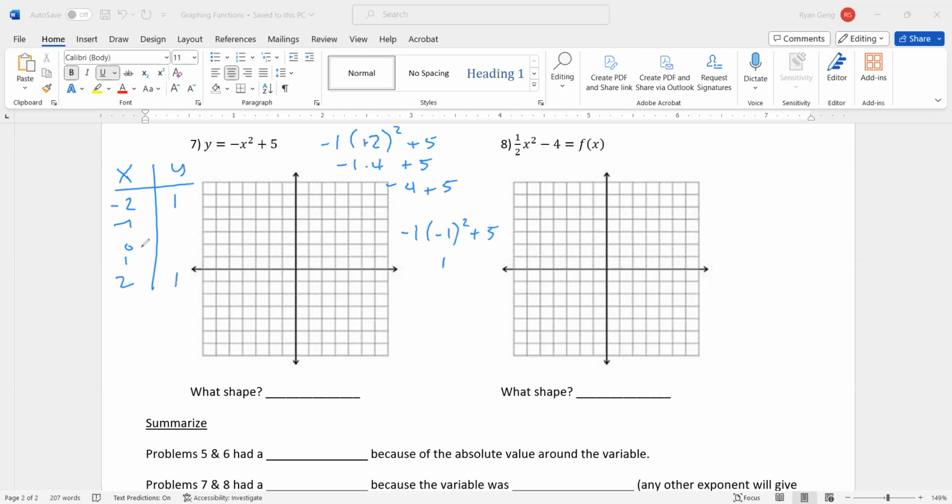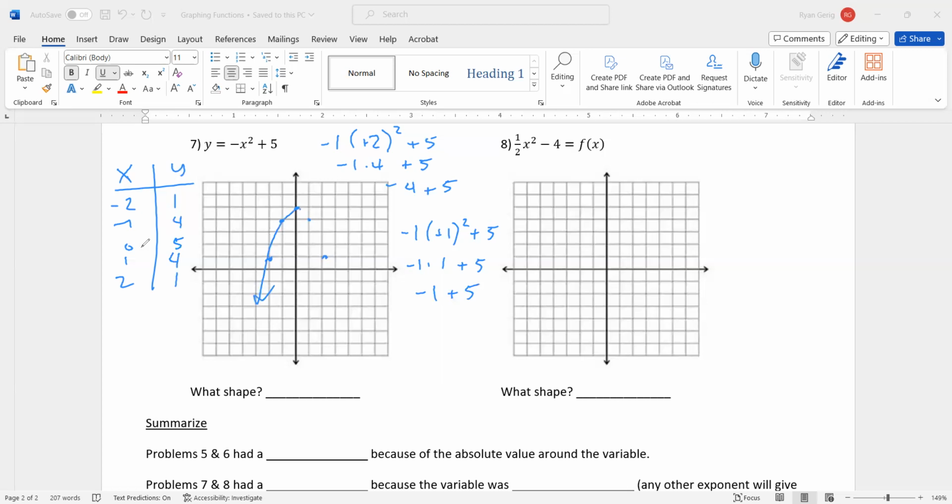Negative 1 squared is 1 times negative 1 plus 5. So that's negative 1 plus 5, which is 4. If I do positive 1 squared is 1. Negative 1 times 1 is negative 1. Negative 1 times plus 5 is also 4. And the last one is 0. 0 squared is 0 times negative 1 is 0 plus 5 is 5. So negative 2, 1, negative 1, 4, 0, 5, 1, 4, 2, negative 1.